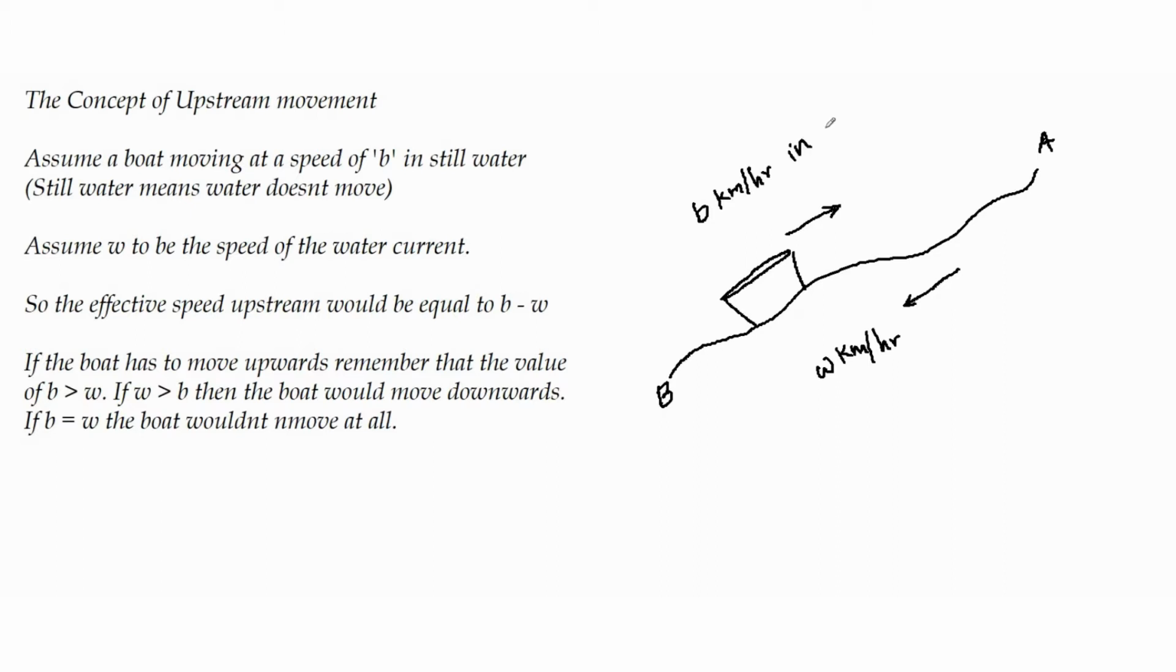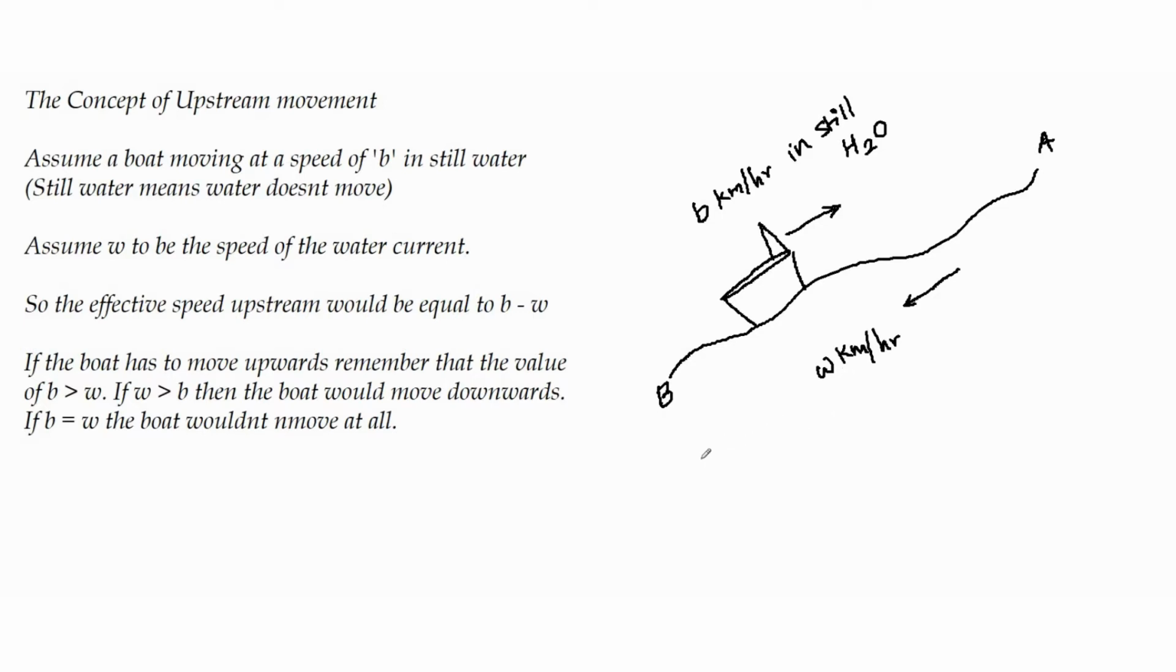Okay. In still water, meaning if the water was not flowing, then the speed of the boat would be B kilometers per hour. Now because the boat is rowing in a direction which is opposite to the direction of flow of water, it means that the speed of the boat is going to be reduced, because while it is trying to go up at B kilometers per hour, at the same time it is being pushed downwards by the stream of the water which is flowing at W kilometers per hour.